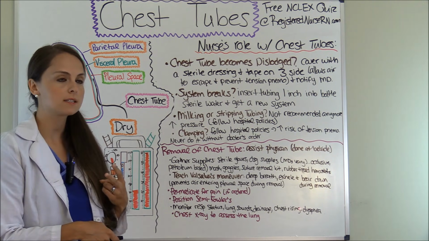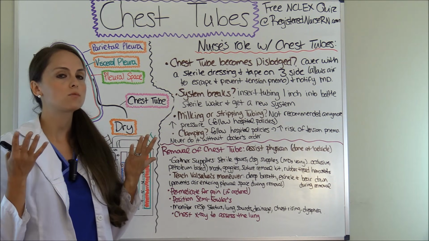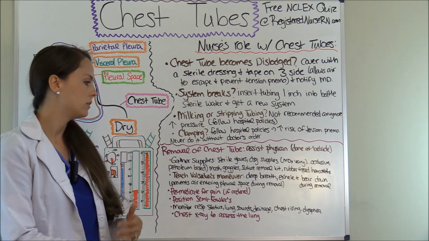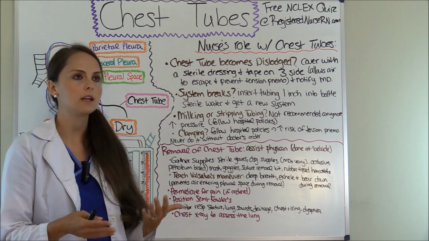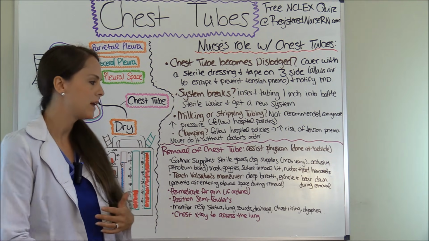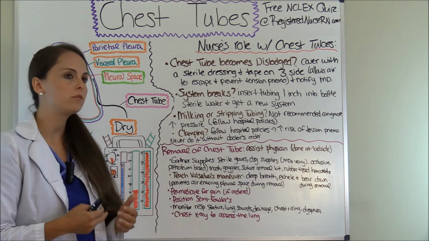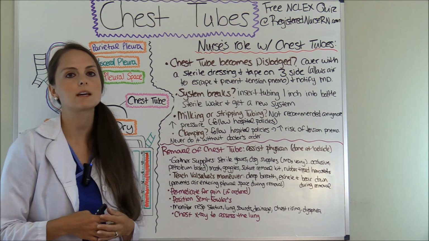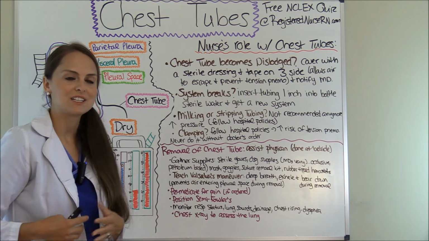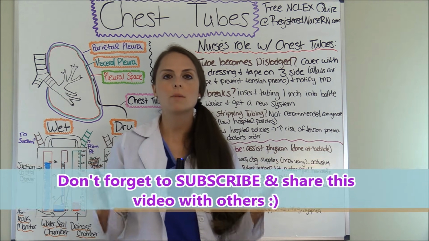Listen to those lung sounds. Watch for equal chest rise and fall. Make sure it's not unequal. Any drainage. Is the patient breathing okay? Are they complaining it's hard to breathe? And typically after a removal is done, the physician will order a chest x-ray to assess lung expansion. So that is an NCLEX review about chest tubes.